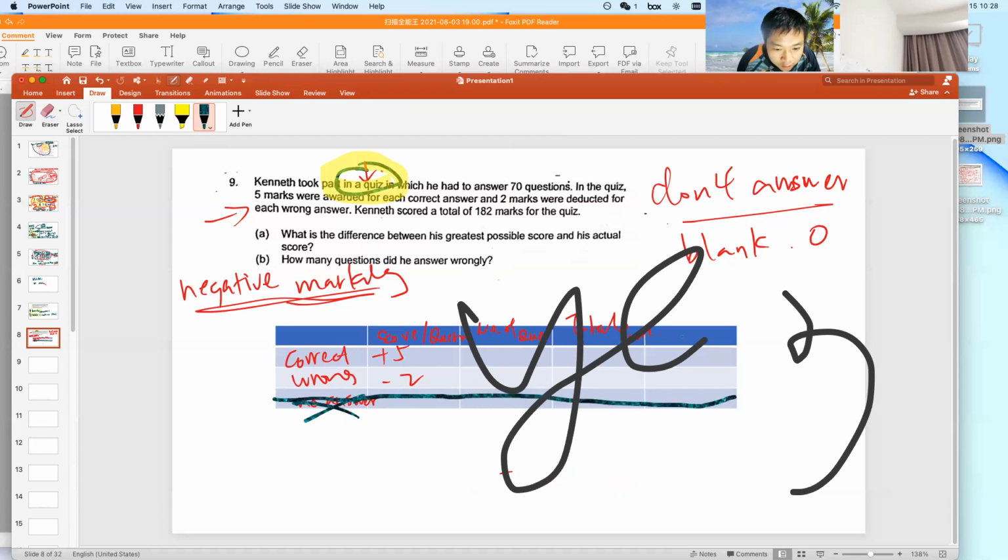Can you help me clear this handwriting? Thank you. So you don't need the last row. Let me clear your handwriting.